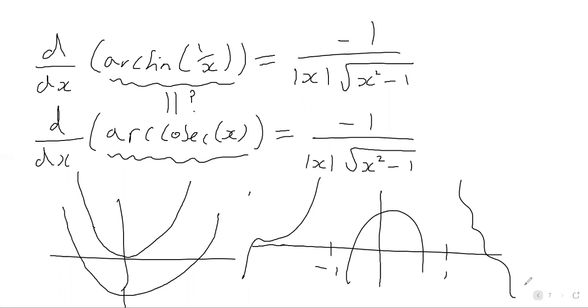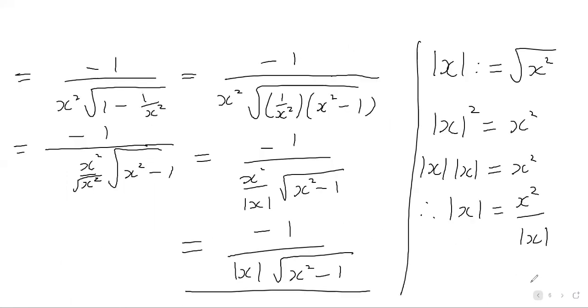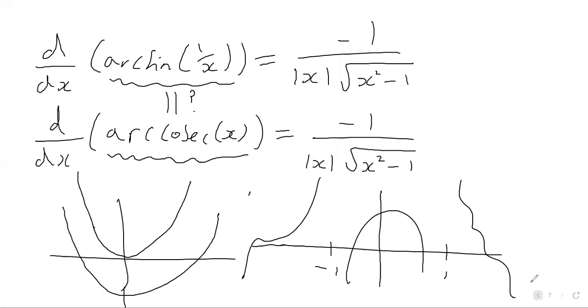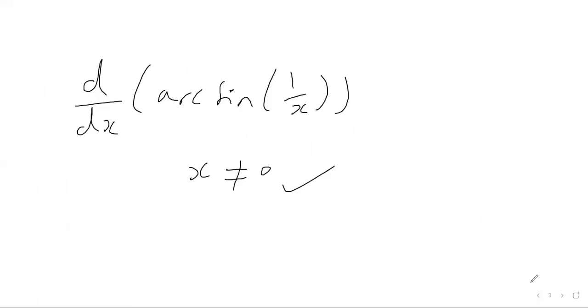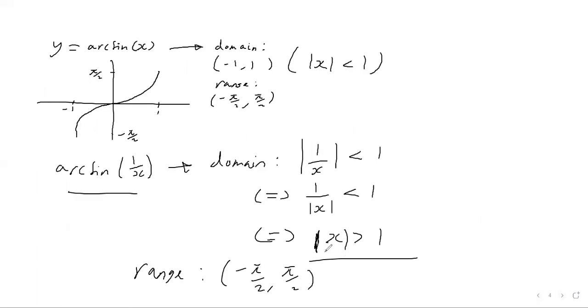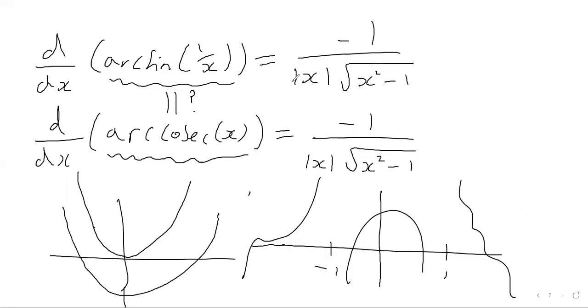So we know they've got the same derivative. I guess if we just first of all check, have they got the same domain? We can do that. So we know that the domain of the arc sine of 1 over x function is the modulus of x is greater than 1. Okay, so let's make a note of this here. So domain for this arc sine of 1 over x function is modulus of x greater than 1, which we showed earlier in the video. So what's the domain of this arc cosec function?